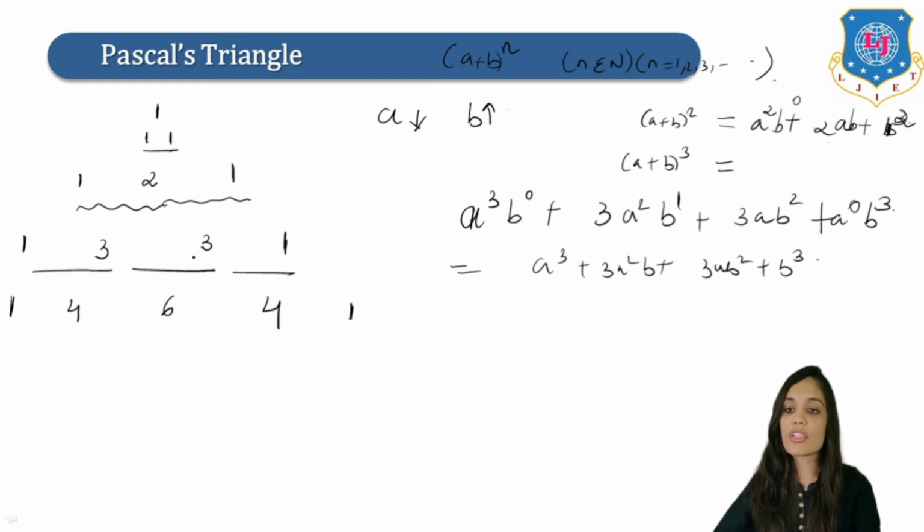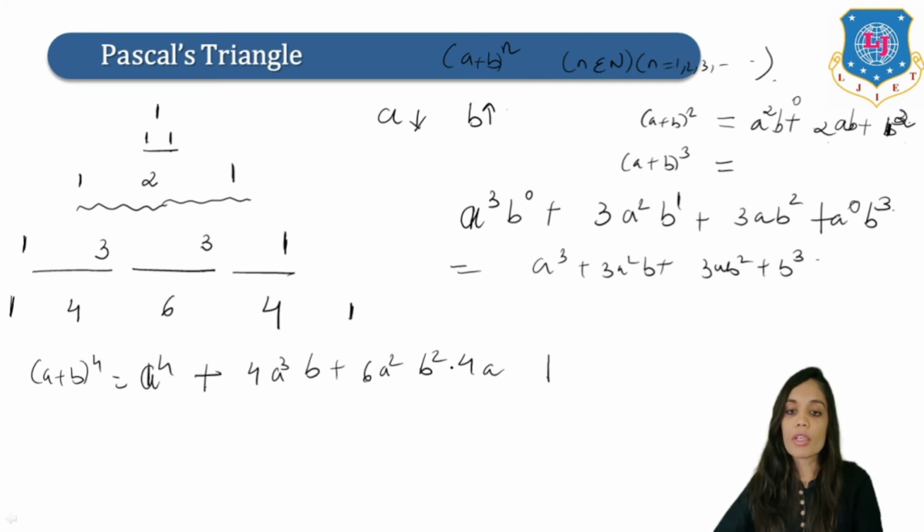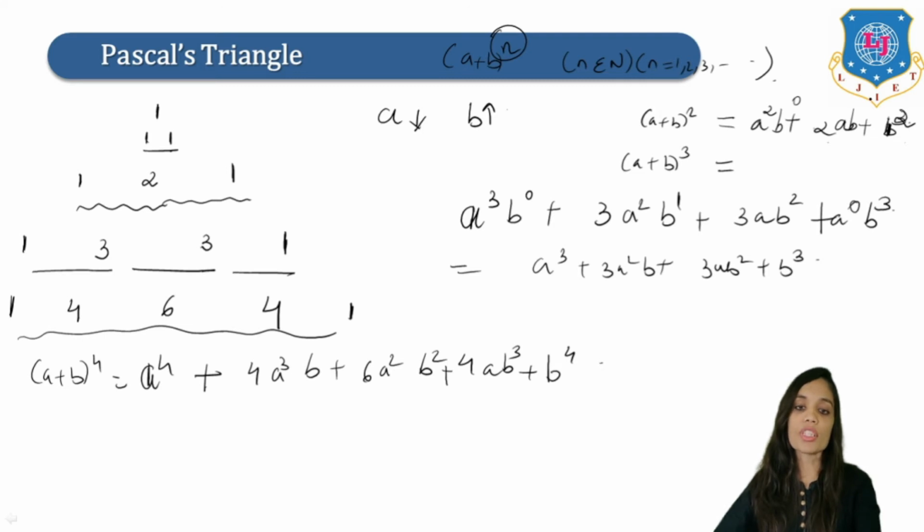Right? So using this triangle you can expand (a + b) whole raised to 4 also. So write the coefficients 1, 4, 6, 4, 1. Start with a raised to 4, decrease the powers of a: a cube, a square, a raised to 0 will go to 1. Now start with b. So b raised to 0 is 1 plus b, here b square will come, here b cube will come, plus b raised to 4. So using this triangle we can find the series expansion of (a + b) whole raised to n. But the criterion is n should be a natural number, that is n should be 1, 2, 3, etc.